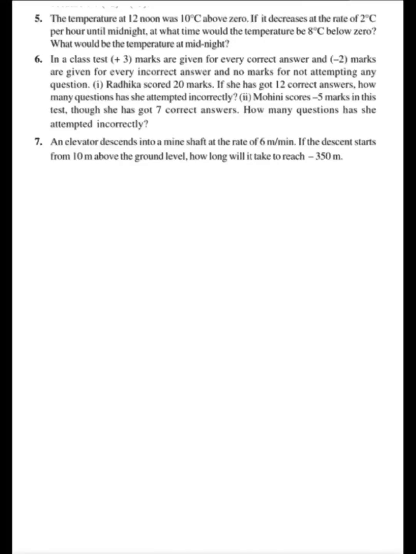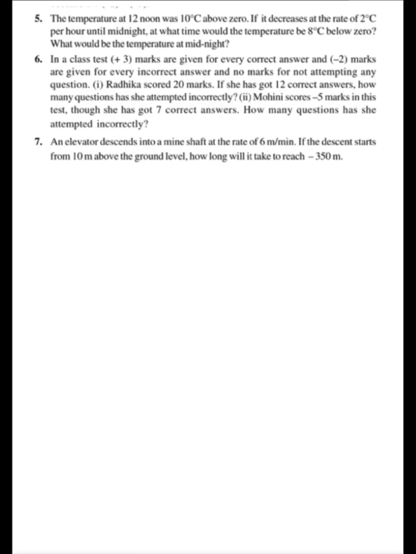So, now let's discuss the fifth question of this exercise. The temperature at 12 noon was 10 degrees Celsius above zero. If it decreases at the rate of 2 degrees Celsius per hour until midnight, at what time would the temperature be 8 degrees Celsius below zero? What would be the temperature at midnight?